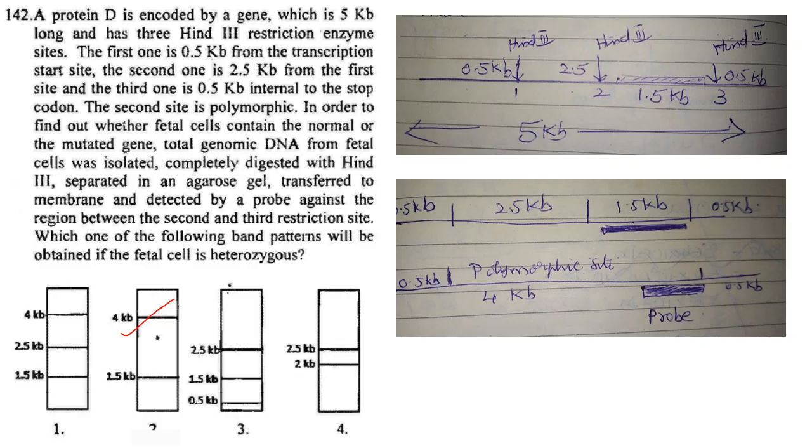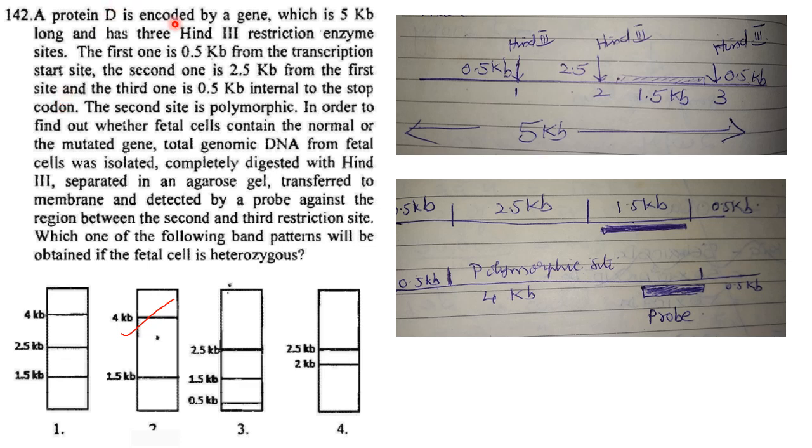Coming to the next question. A protein is encoded by a gene which is 5 kb long and has 3 Hin3 restriction enzyme sites. The first one is 0.5 kb from the transcription start site. Second one is 2.5 kb from the first site, and the third one is 0.5 kb internal to the stop codon.